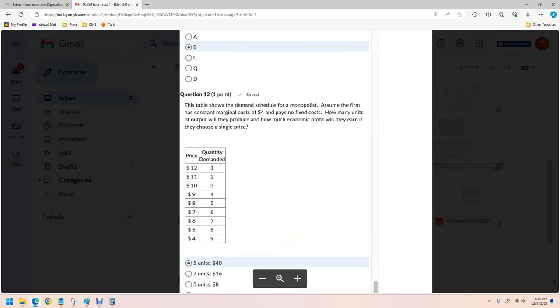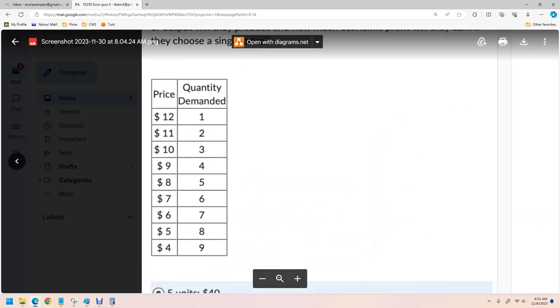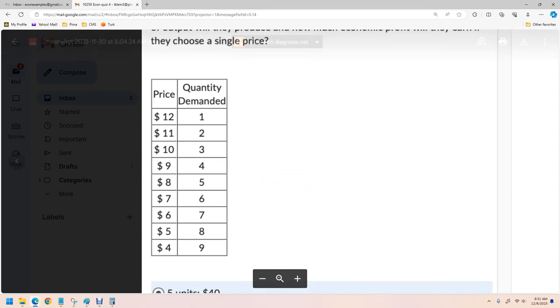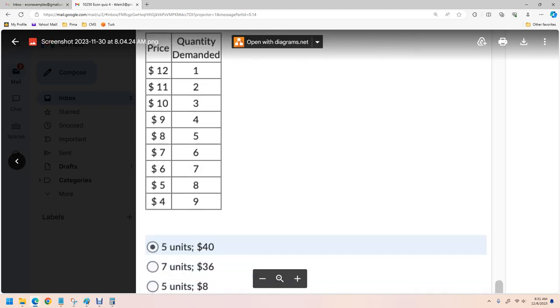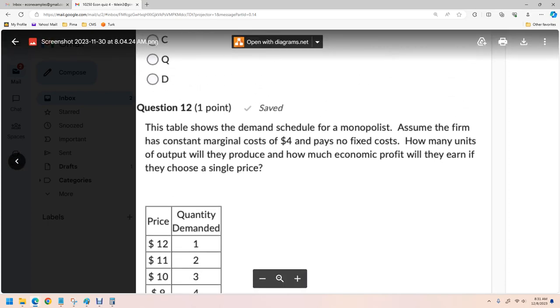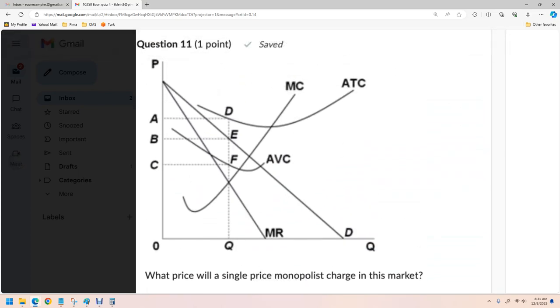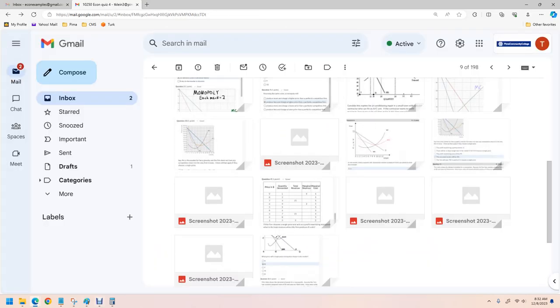On this one, I'm not going to do it, but the way to do it is you calculate total revenue all the way down, and then calculate marginal revenue. Where marginal revenue equals marginal cost, which you're given is 4, that's the quantity. And then you find that back to the price. It's the same thing you're doing on the graph, except you can calculate it from the table. So there you go. Let me know what other questions you have, and I'll answer.